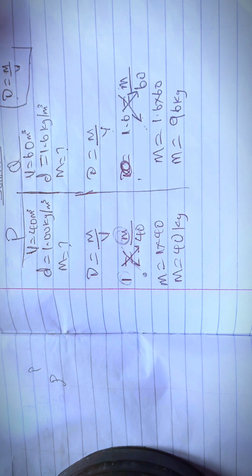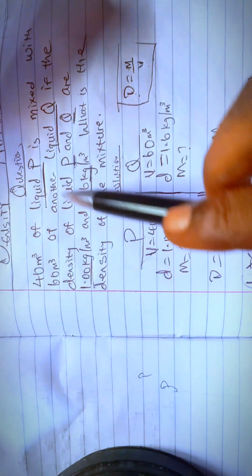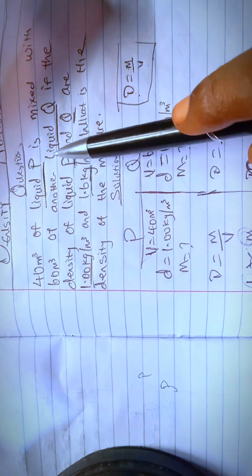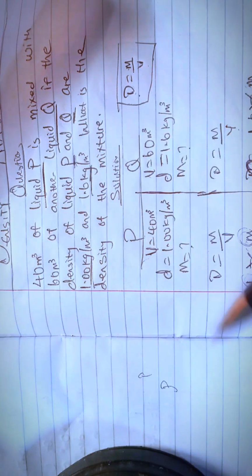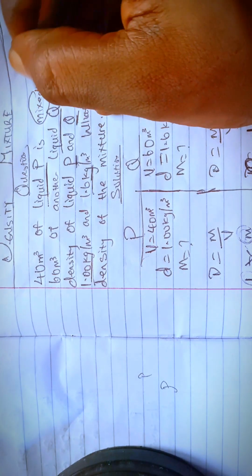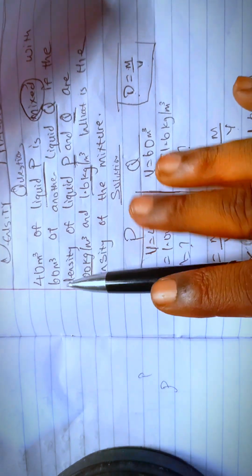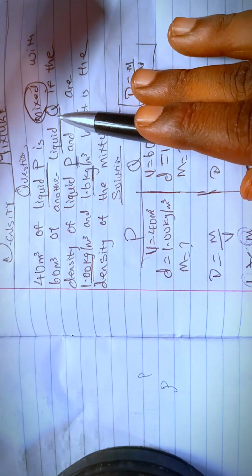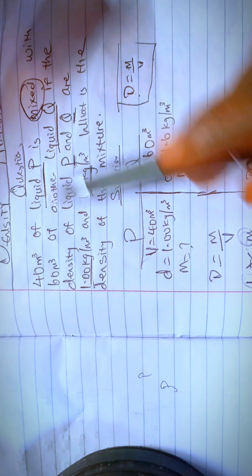Remember, we are looking for the density of the mixture because from the question they said that the liquid was mixed. Let's go back to the question so you can get the entire concept of what I'm trying to explain. It said 40 meter cube of a liquid P is mixed. Can you see the word mixed? Is mixed, which means they were mixed together. Is mixed with 60 meter cube of another liquid Q. So which means P and Q, they were mixed. How do you mix something together? You plus them together, all right?